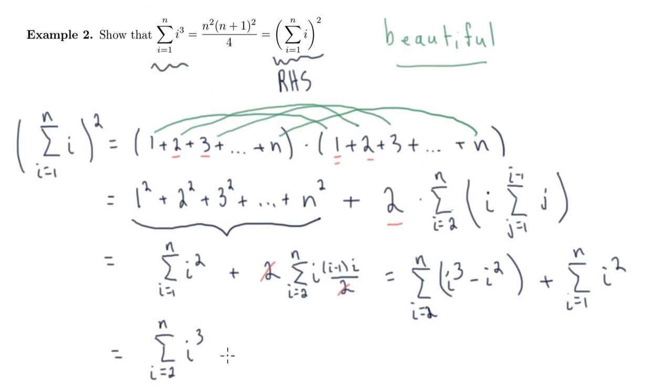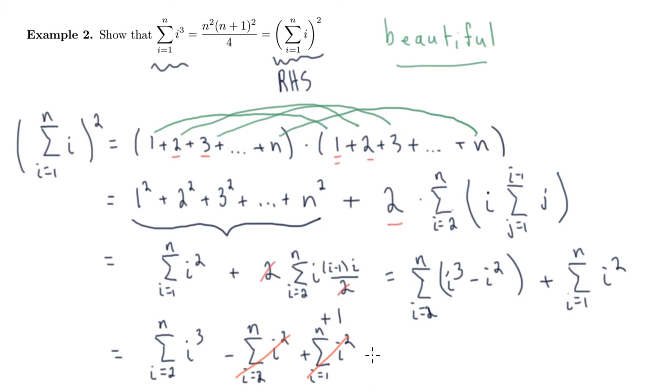And then minus the sum from i equals 2 to n of i squared plus the sum from i equals 1 to n of i squared. Every single one of these terms is going to cancel except the i equals 1 term here. So we're just going to be left with plus 1.